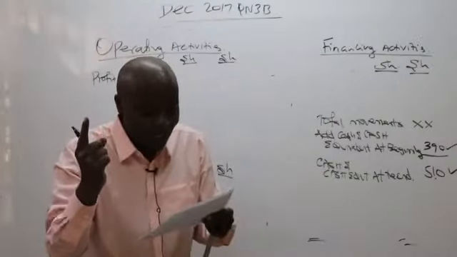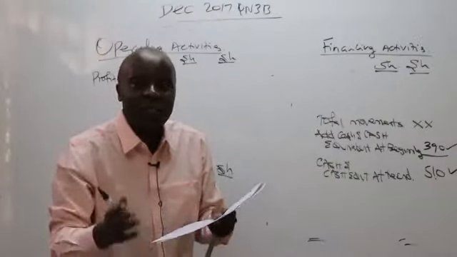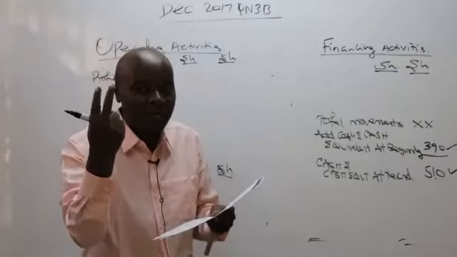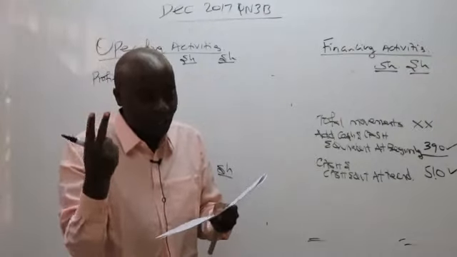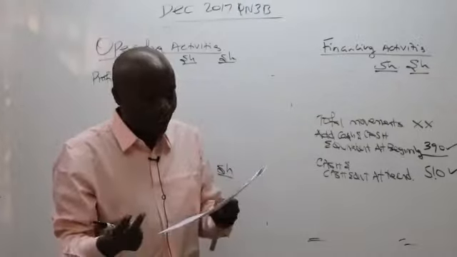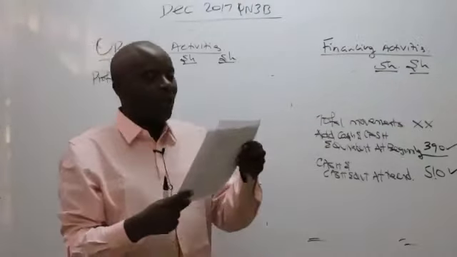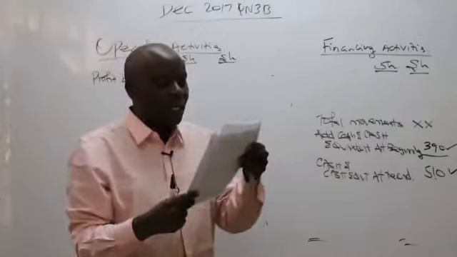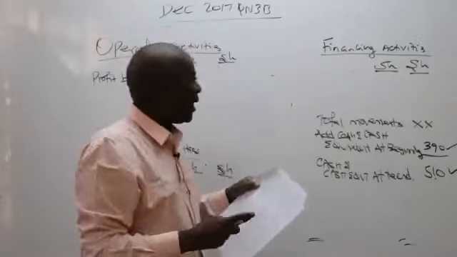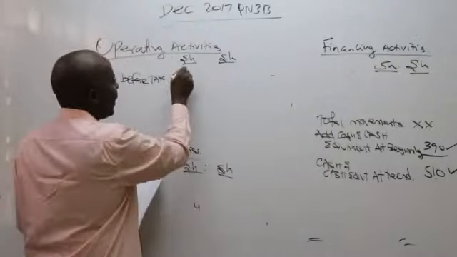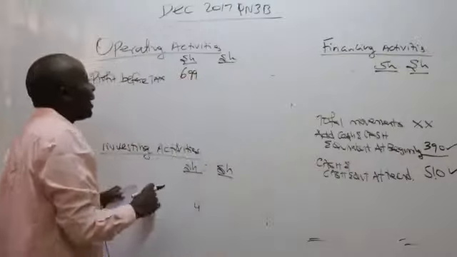For just 1 year. And for the balance sheet for cash flows, how many years will be given? 2 years. The balance sheet will be given for 2 years. So we go slowly, slowly. We are told profit before tax is 699.